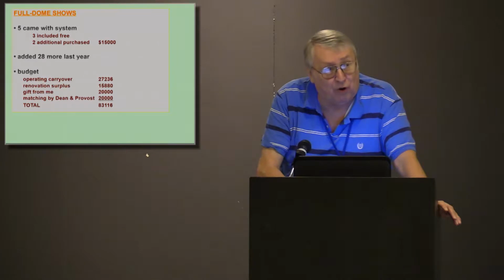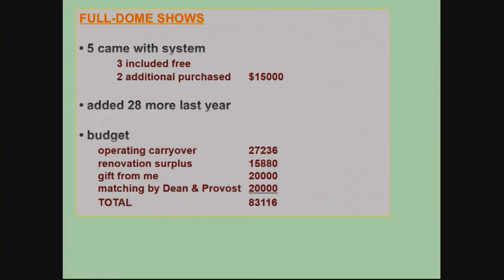And then the other goal was to build up a whole roster of full dome shows. When we bought the system, three shows came with it, and I bought two more at the time of purchase. One was Dawn of the Space Age, and the other was Secret of the Cardboard Rocket. Both of those have been very popular shows and good choices. Together, they cost about $15,000.